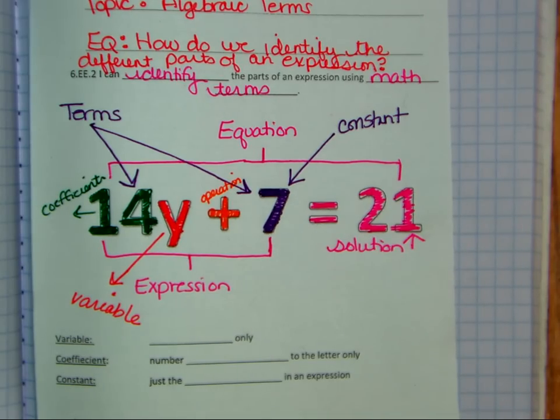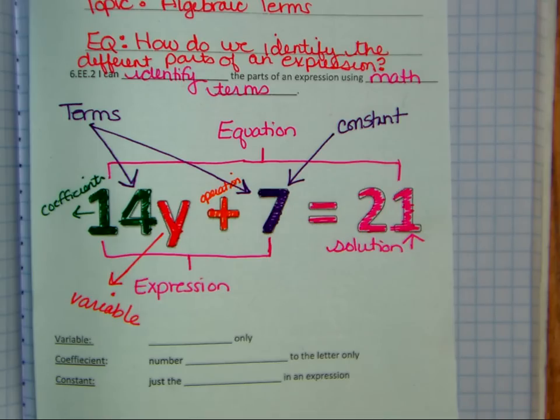So our coefficient is affected by whatever value the variable has. If the y represented 1, the term would be 14 times 1. If the variable was 2, the term would be 14 times 2. The variable can have any kind of value put in for it, but the coefficient is attached to it. It's that number prior to the variable that doesn't change. It changes only as you apply the variable.